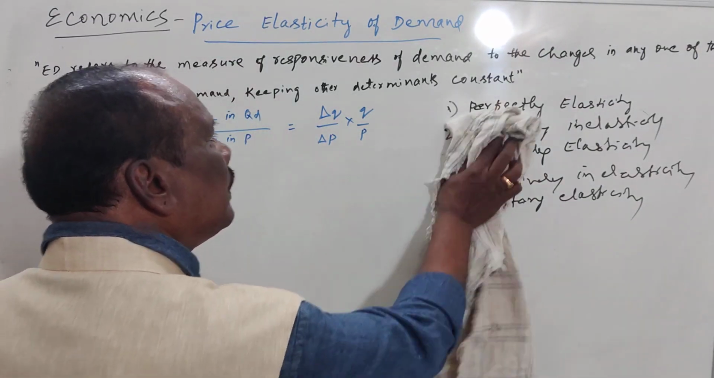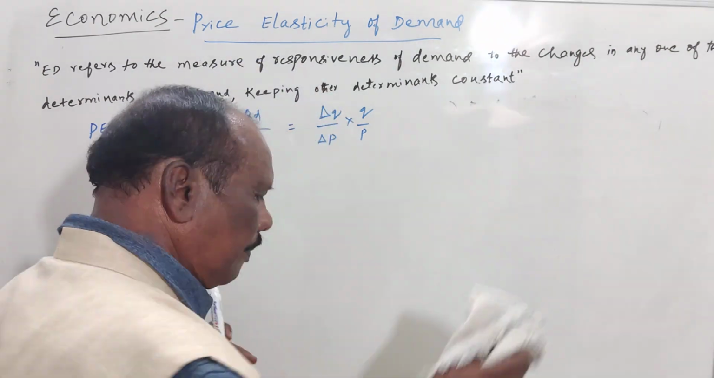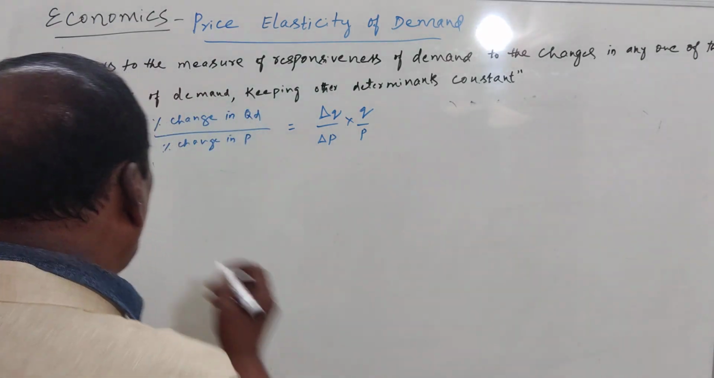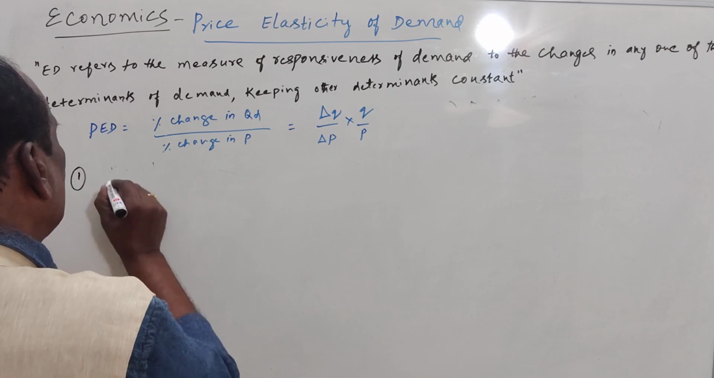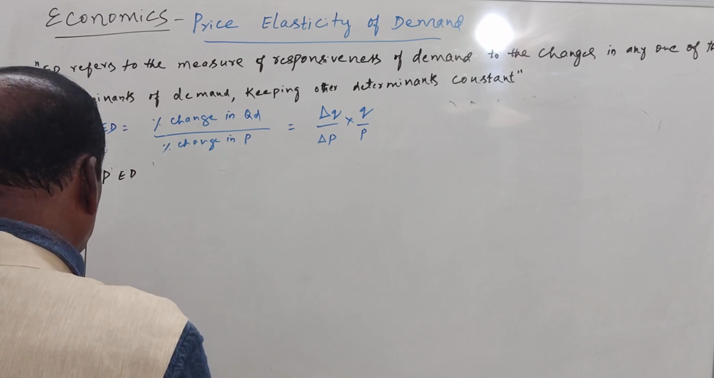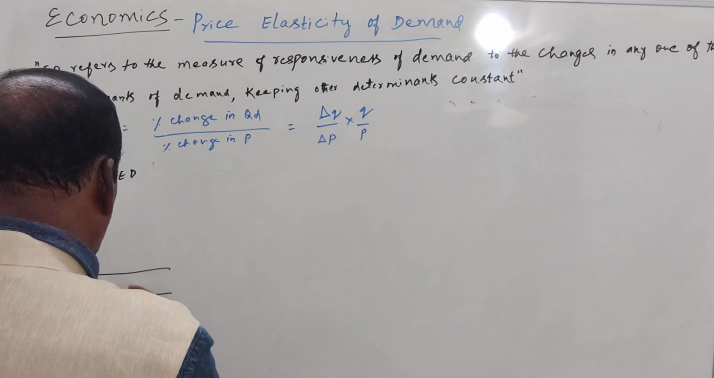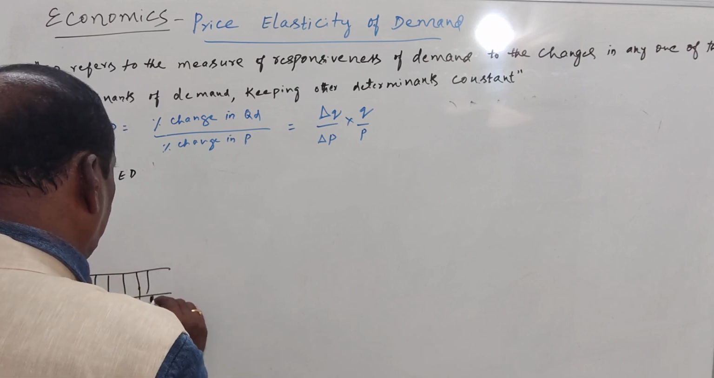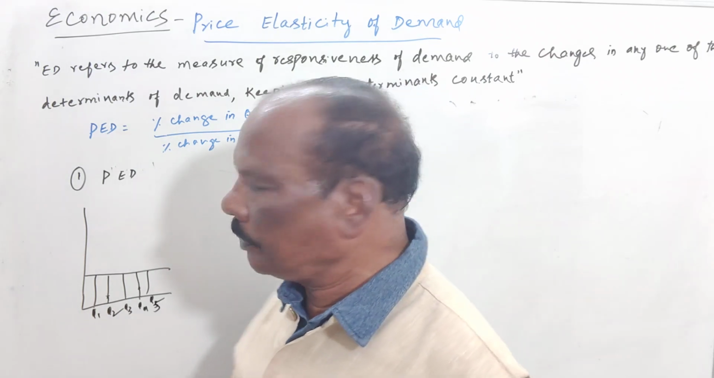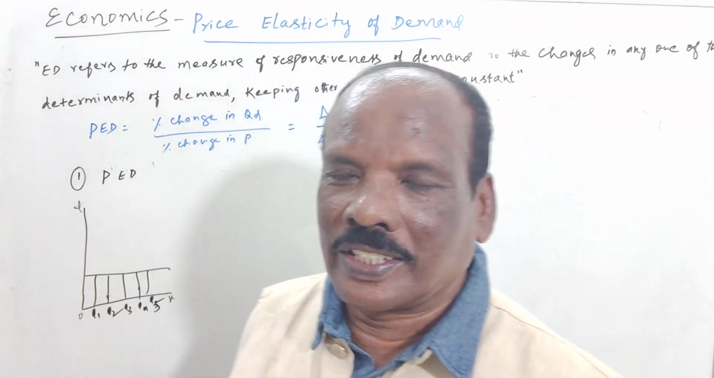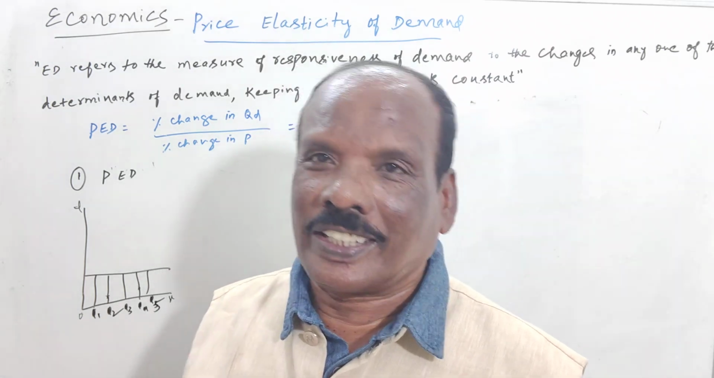Now with the help of diagrams, we can explain the different classifications of price elasticity of demand. Number 1, you take up this one, that is perfectly elasticity of demand. Here you see, I have written one diagram here. Please see the diagram. This is OY, this is OX. A slight change in price leads to infinite change in demand.